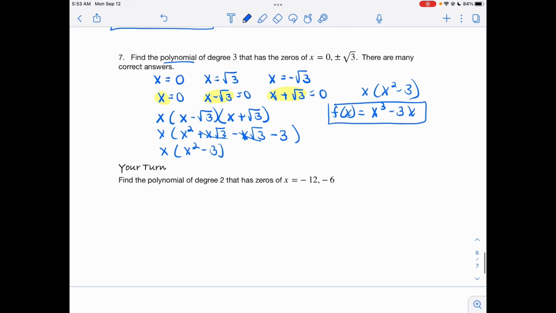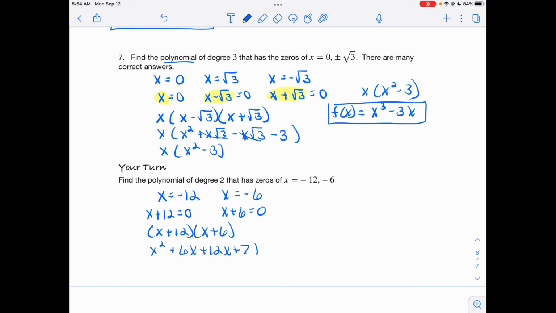All right, so start by saying, okay, we got x is equal to negative 12, or x is equal to negative 6. So set this equal to 0 by adding 12 to each side, and then set this one equal to 0 by adding 6 to each side. So my first factor is x plus 12, my second factor is x plus 6. So I'm going to multiply these together, get x squared plus 6x plus 12x plus 72, which gives me x squared plus 18x plus 72. So the quadratic, the equation of degree 2 that has these two zeros, would be x squared plus 18x plus 72.